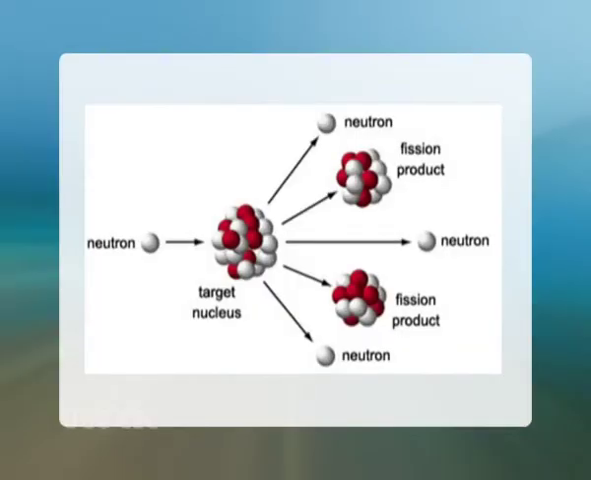Now, neutron radiation. Neutrons are categorized according to their speed and energy. Neutron radiation consists of free neutrons. The neutrons may be emitted either during spontaneous or induced nuclear fission.